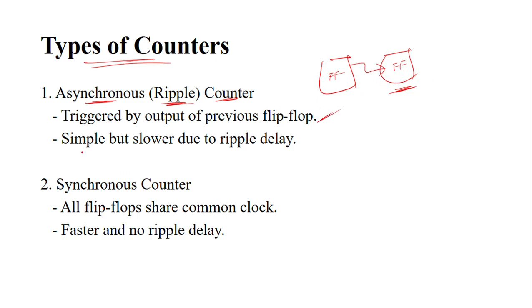The second statement says it is simple but slower due to the ripple delay. The design of this asynchronous counter is very simple, but there is a delay. Why is there a delay? After this flip-flop completes its working, it produces the output, which becomes the input to the second one, and again that output becomes the input to the third one. Until the output comes, the next flip-flop has to wait. So there is some delay inside this process, and that's why it is slower. So next is the synchronous counter.